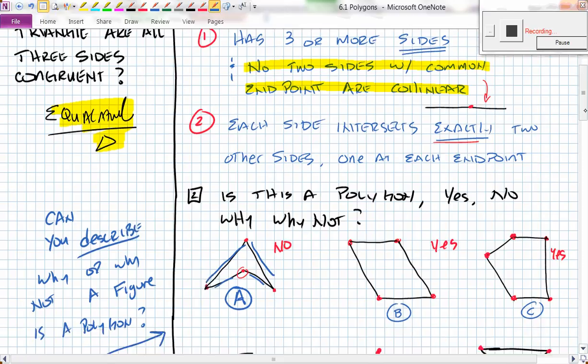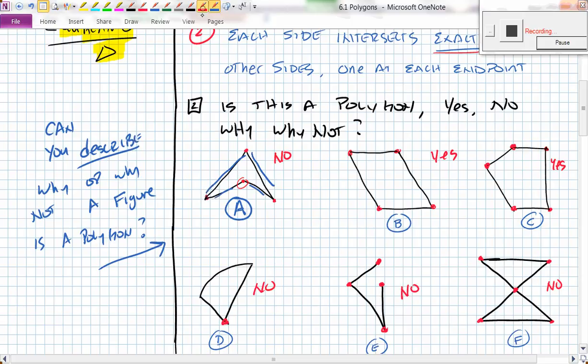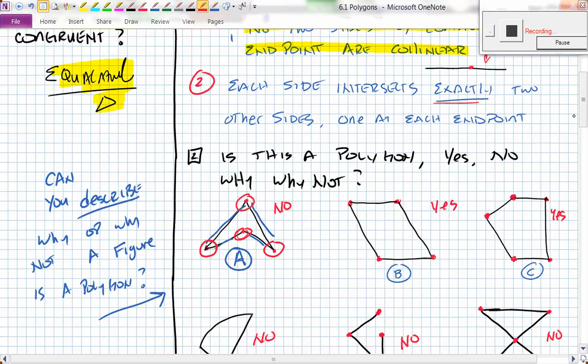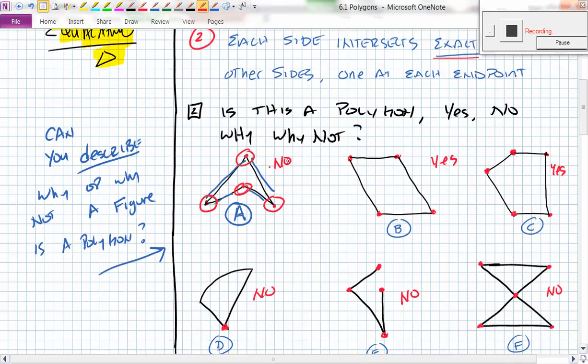So what does that part mean? Here's what you can do. You can circle every single endpoint. How many sides go to that endpoint? 2. How many sides go to this one? 2. How many sides go to that one? 2. How many sides go to this one? Is that all of them? Yeah. So they all have exactly 2. Each side intersects exactly 2 other sides, 1 at each endpoint. So what do you think the answer is, guys? Yes. So the answer is yes. All right, there we go.